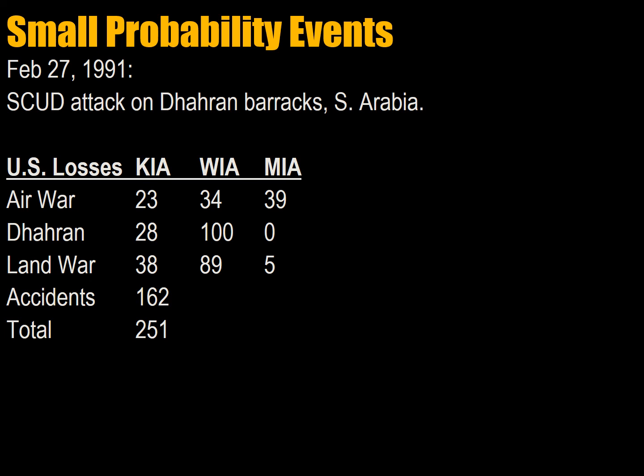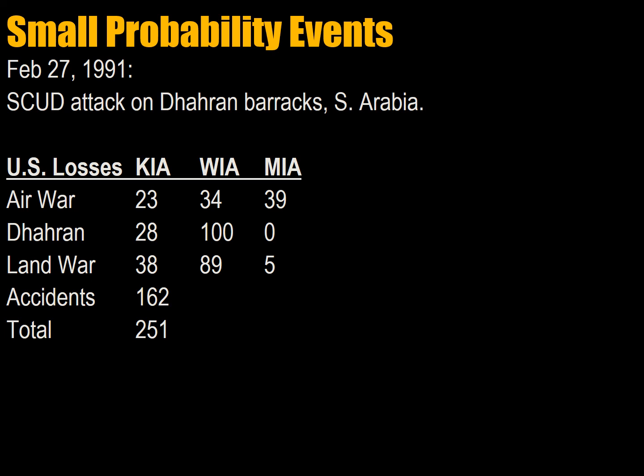On February 27, 1991, a Scud missile was launched by the Iraqis against an American base at Dhahran. The missile is very inaccurate, but in this one instance it landed on a barracks in Dhahran, housing US Air Force personnel, and it killed 28 American soldiers, airmen and airwomen, and wounded 100. Enormous loss.